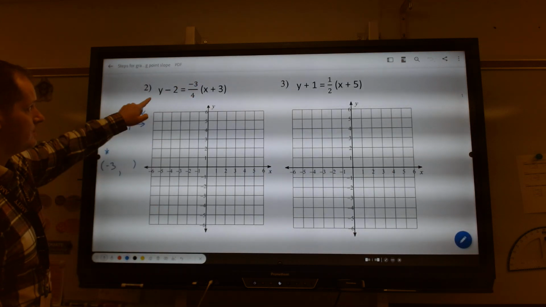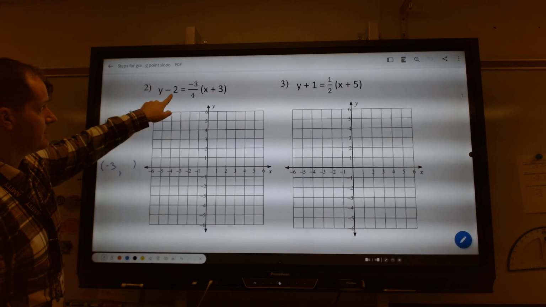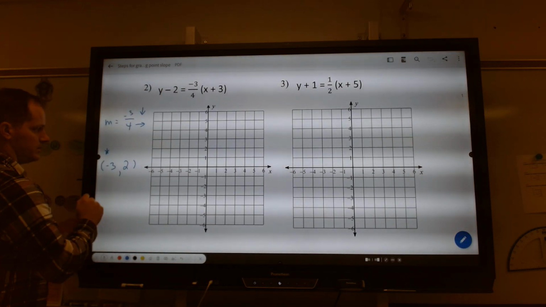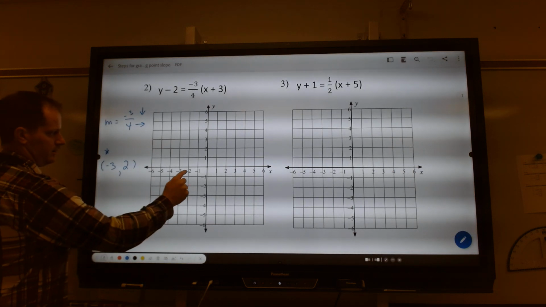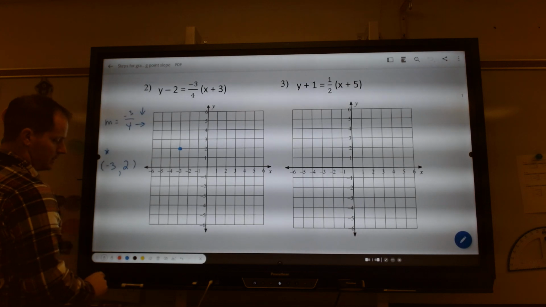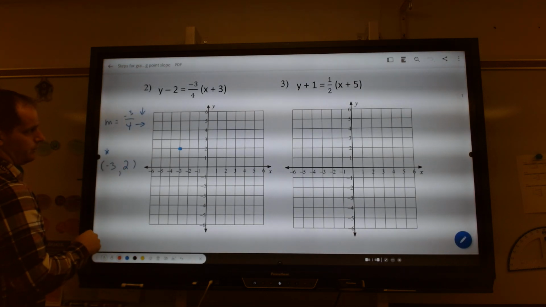For my y value, what's the only y value that's going to make this quantity equal to 0? It is going to be +2. So there's your particular point, -3, 2. I'm going to plot that. And then I'm going to use the slope to plot all my other points.